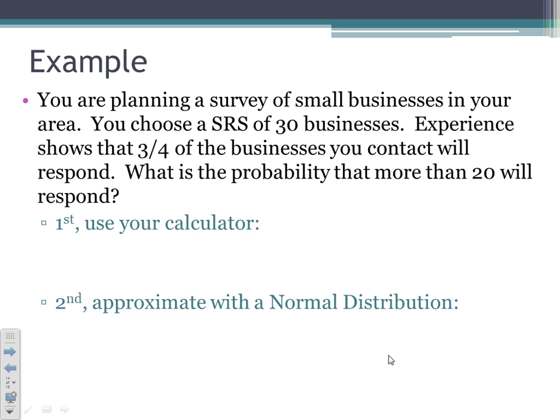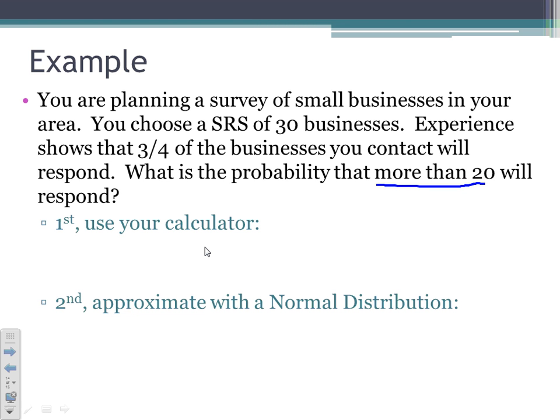Here's another example. You're planning a survey of small businesses in your area, and you choose a simple random sample of 30 businesses. Experience shows that 3/4 of the businesses you contact will respond. So what is the probability that more than 20 will respond? Let's first just use our binomial distribution on our calculator to set this up. So let's think through this phrase, "more than 20."